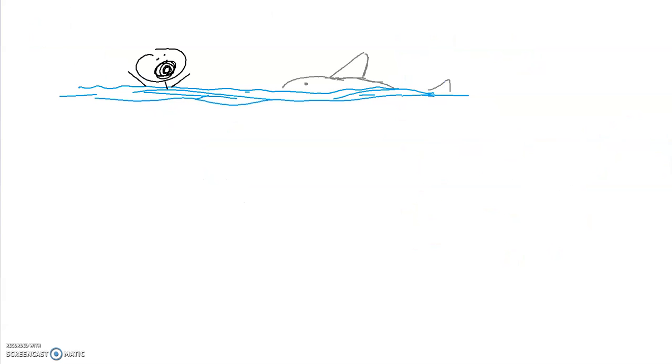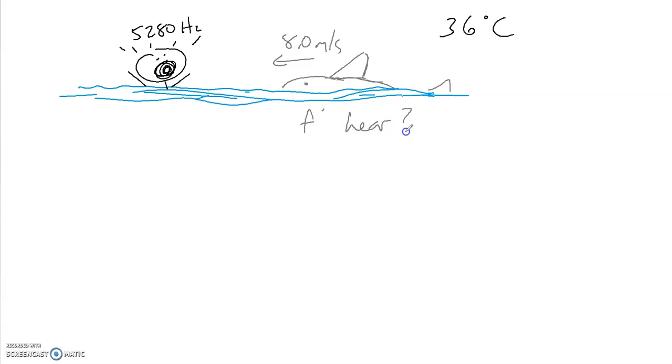All right, so here we got a guy in some water, and they got a shark coming at him a little bit here. Okay, so let's say the shark is coming in at, let's go with 8 meters per second. You've got the poor guy screaming his head off, and let's say he is screaming at 5,280 hertz. And of course, it's nice water, nice beach. Let's say it's 36 degrees Celsius outside. So what frequency does the shark hear?